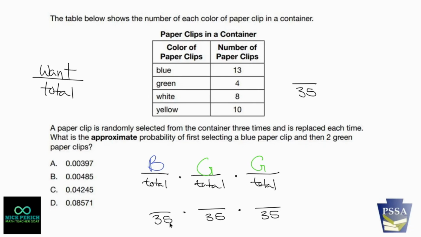And again, the reason why I'm doing 35 each time is because it says you replace it every time. You put it back. If we didn't put it back, then it would be 35, 34, 33. But that doesn't happen here.